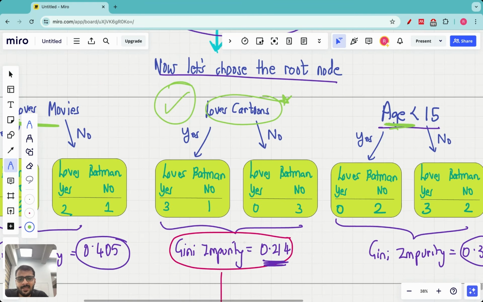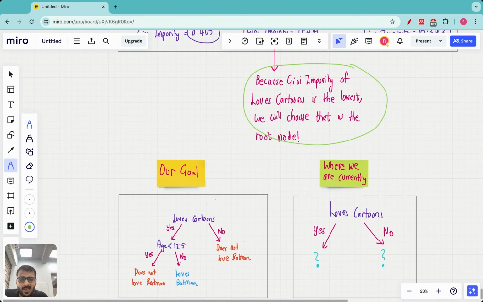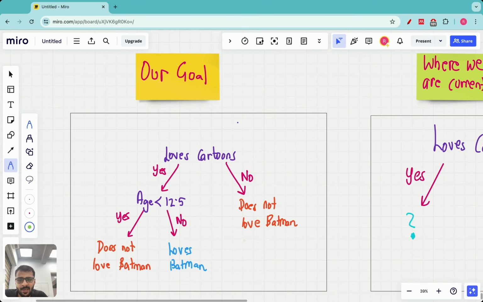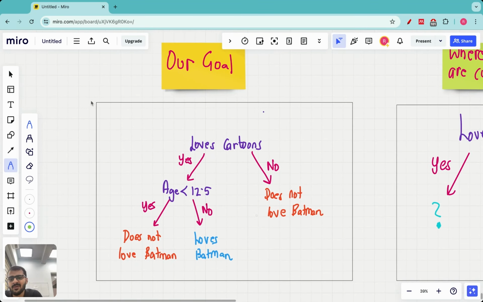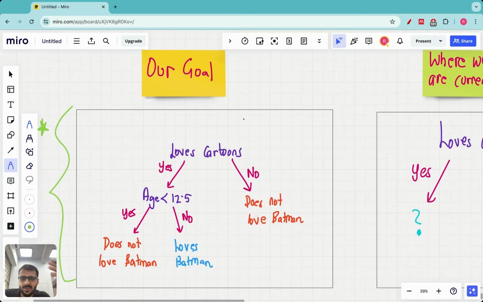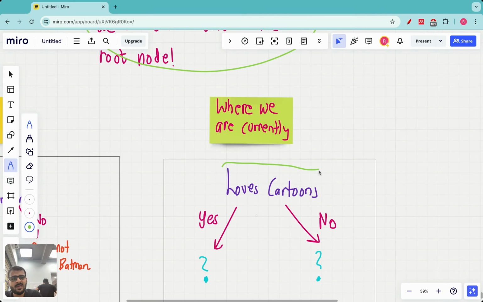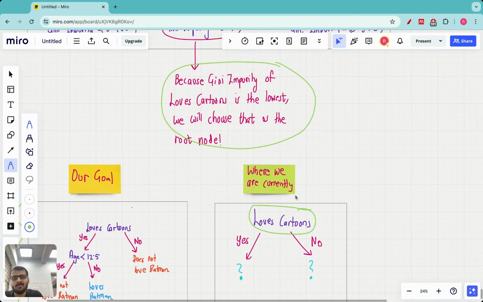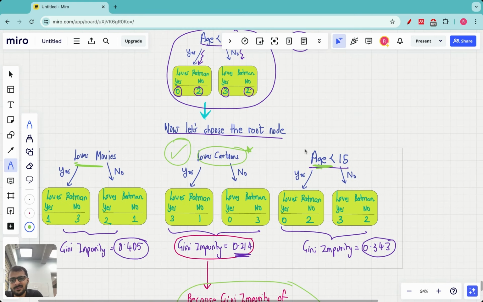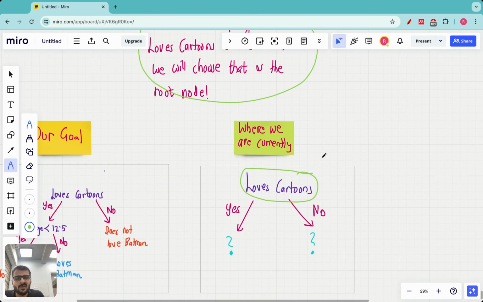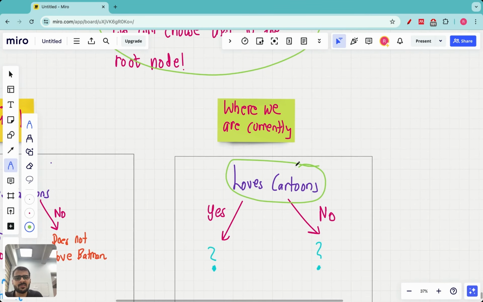Great. Now that we have decided the root node, let's see at what stage we are in building a classification tree. Our goal is to reach a classification tree like this, which we know leads to the best answer. This is the final answer, which is the true answer. We know we want to reach here. But up till now, we have finalized the root node. Among the three questions, whether the person loves cartoons, loves movies, and age, we have made the choice that loves cartoons is the best question to ask, and then we have finalized the root node.